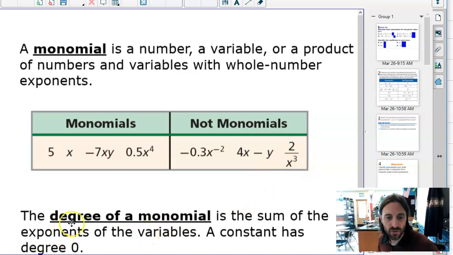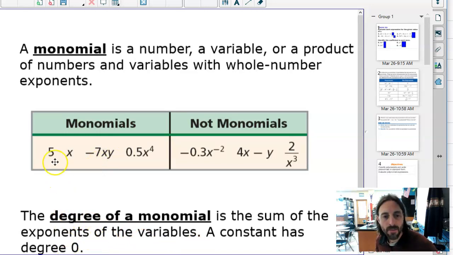I mentioned this too. The degree of a monomial is the sum of the exponents. So for example, to the first, the degree is to the first. The degree of this one is to the fourth. The degree of this one would be 1 plus 1, or the second. Now it says a constant has a degree of 0.